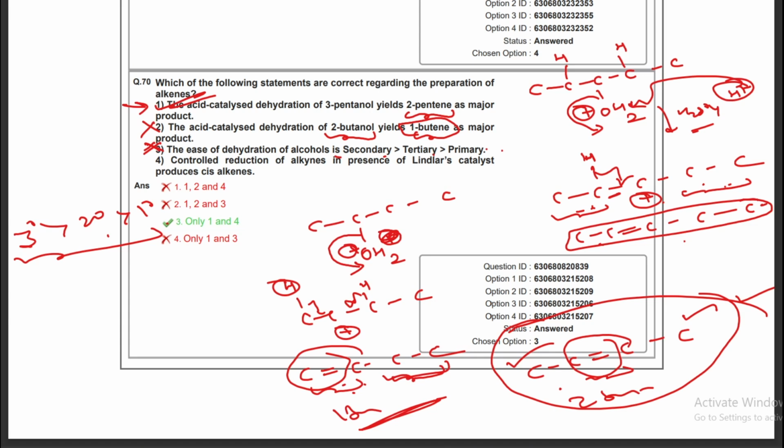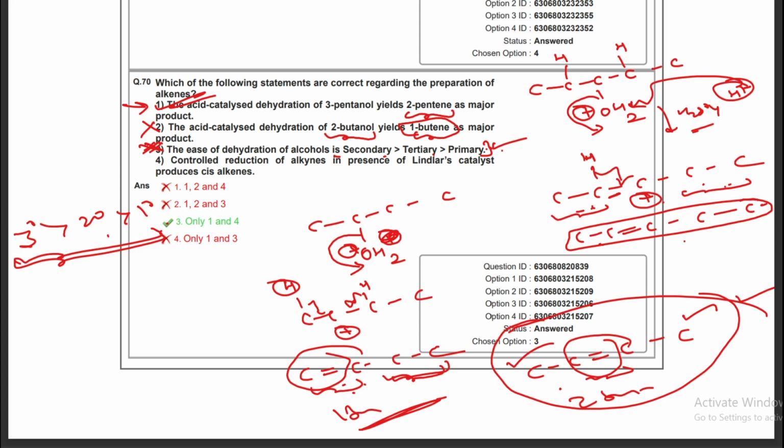I'm not solving it here. You can easily solve it by taking any example of primary, secondary and tertiary, and then you form their corresponding carbocation and remove H positive, and you will see this order is correct as compared to that one. So the third statement is also incorrect.